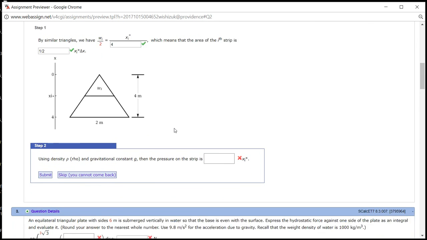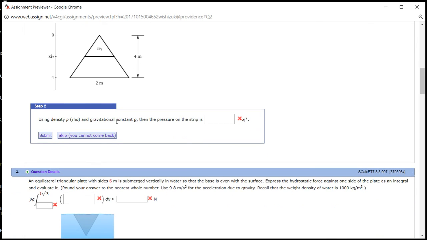All right, so let's look at step 2. Using density, this is going to be a mass density and gravitational constant g. So then pressure on the strip. Remember that the pressure is going to be the weight density times the depth. Depth in this case is xi star, and this is a mass density, so you have to multiply by g.